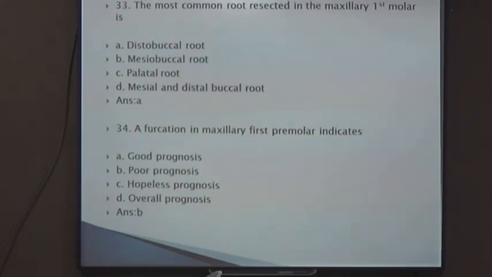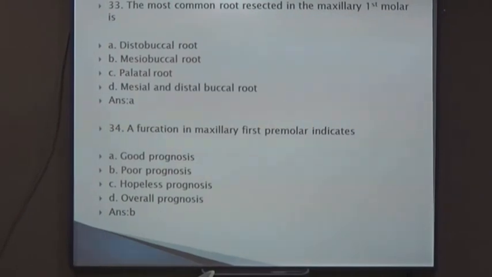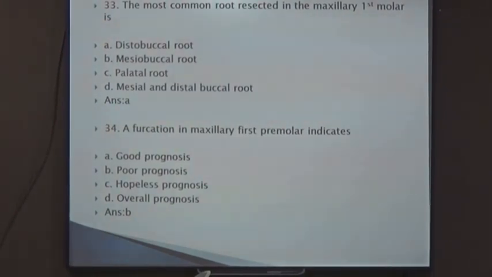The most common root resected in the maxillary first molar is distobuccal. We don't remove the palatal root, isn't it? Why? It is the largest, strongest one. If you remove that, there won't be any stability at all. Usually we will remove the distobuccal root.